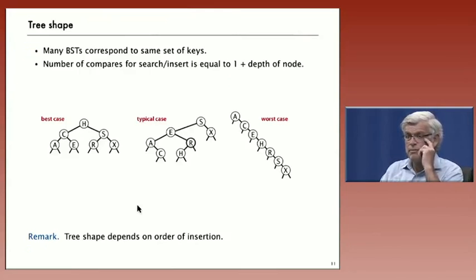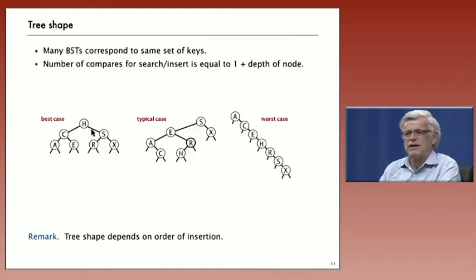Now, what's interesting about binary search trees is that there are many different binary search trees that correspond to the same set of keys. So the number of compares is going to depend on the order in which the keys come in, and that's a key feature of binary search trees that we'll come back to again when we look at more sophisticated data structures.